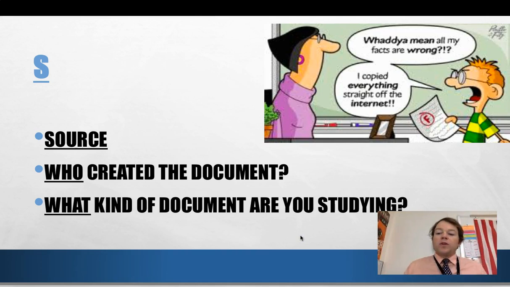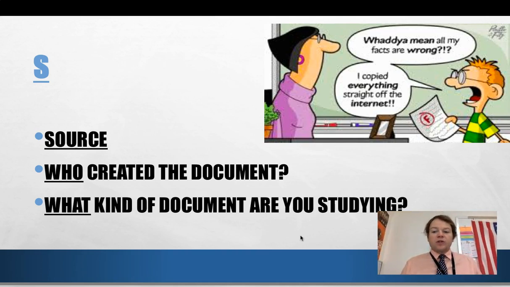All right, so what does our S stand for? Our S stands for our source, and our source matters. As you look at that cartoon, it says, what do you mean all my facts are wrong? I copied everything straight off the internet. Your source matters. Now, sometimes you are going to read the source of a document and you're not going to recognize the name. It could be John Smith or Elizabeth Smith, and you have no idea who that is. But sometimes it could be George Washington, and some bells should be going off.